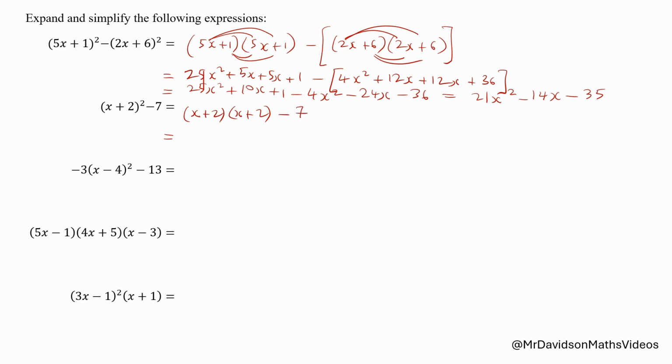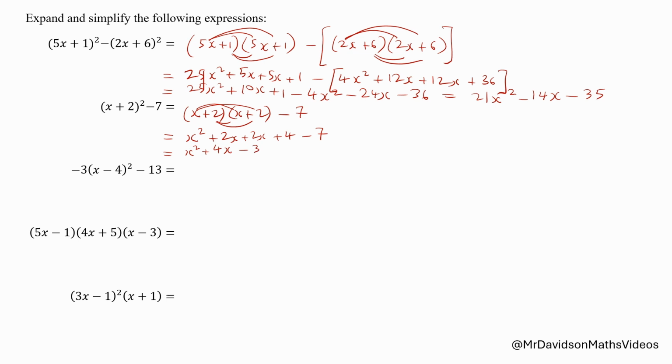So expanding the bracket, x times x gives me x squared. x times 2 gives me plus 2x plus 2x plus 4 minus 7, x squared plus 4x, then 4 minus 7 is minus 3.